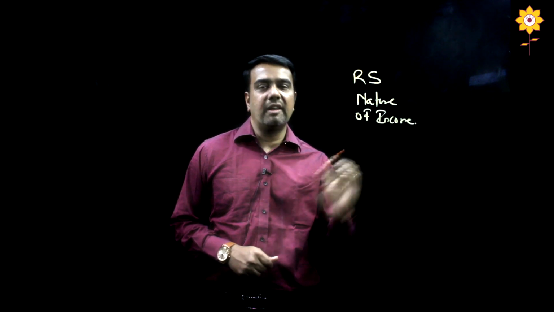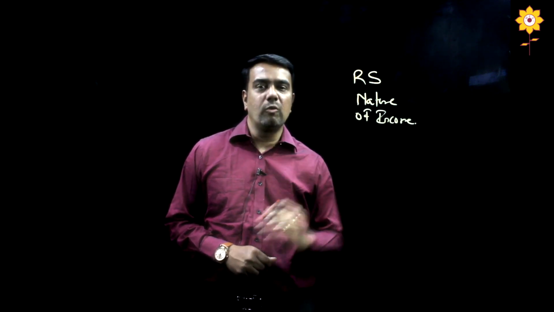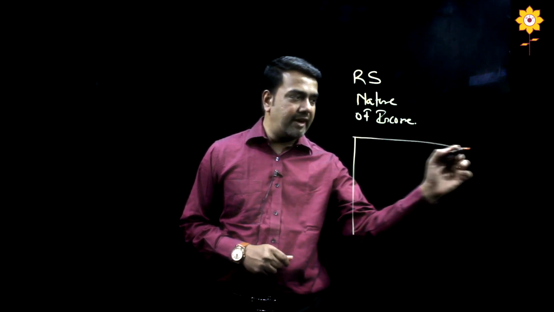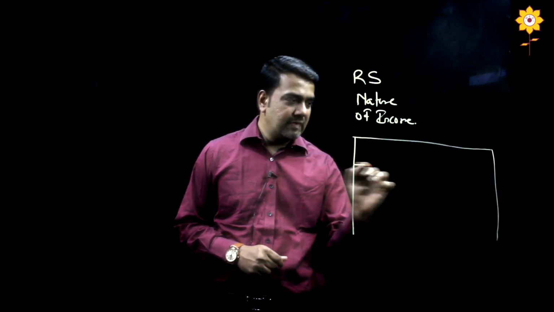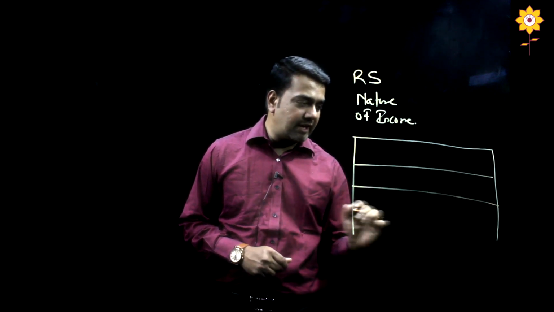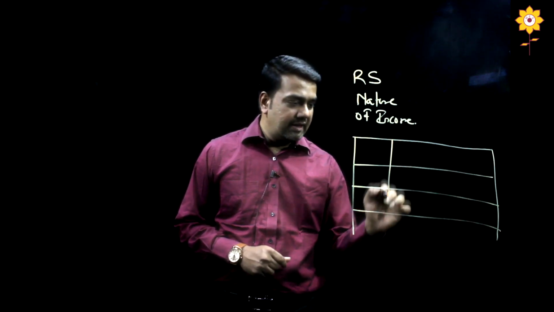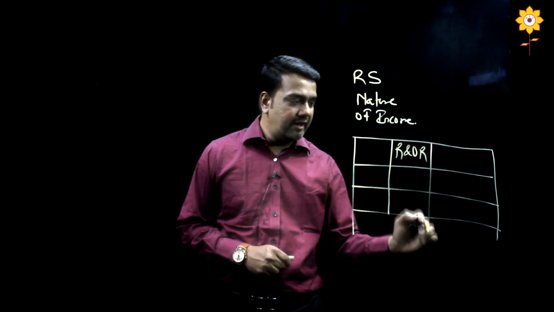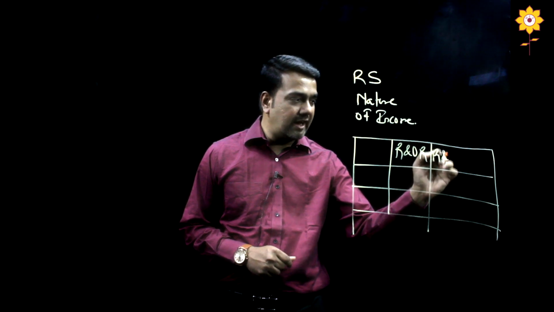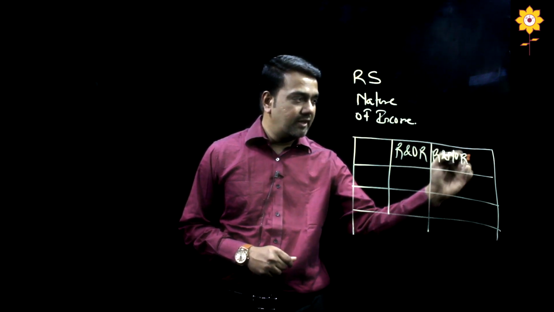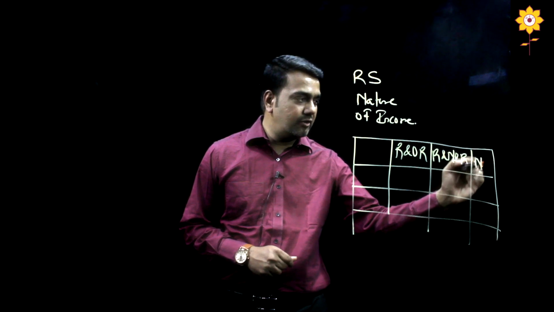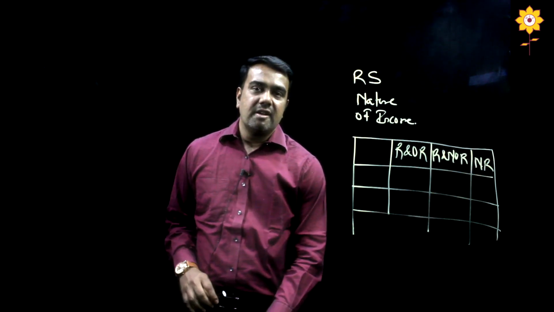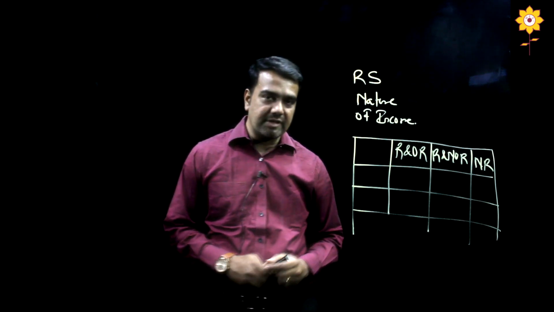Now this entire thing I can fit into one small table. Residential status of person is divided into three categories. First, that person can be resident and ordinary resident. Second, that person can be resident and not ordinary resident. Third, that person can be non-resident. So these are three categories for the residential status of the person.